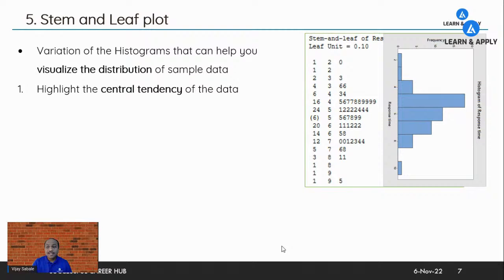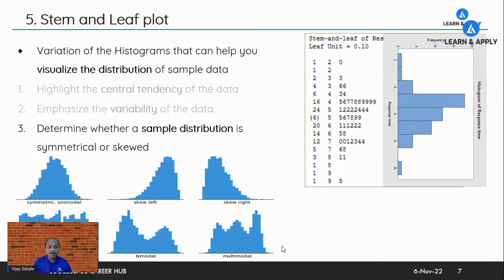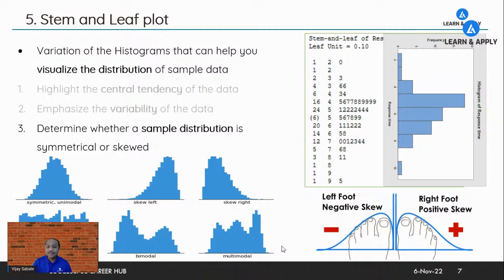It also highlights the central tendency, variability in your data, and whether the sample distribution is skewed or not. It also has different types of shapes from which we can draw various conclusions. So again, we can see the variation of the histogram.